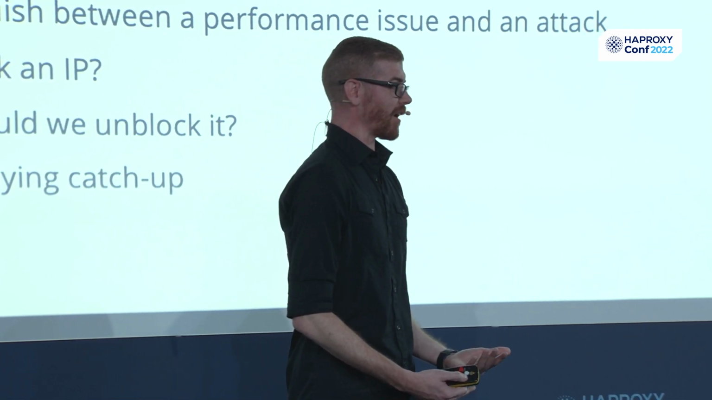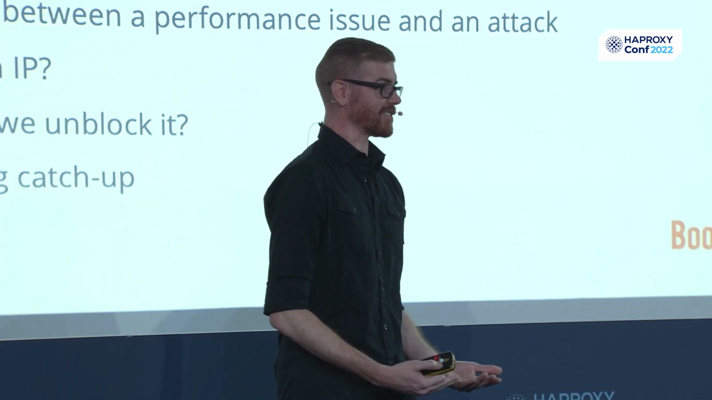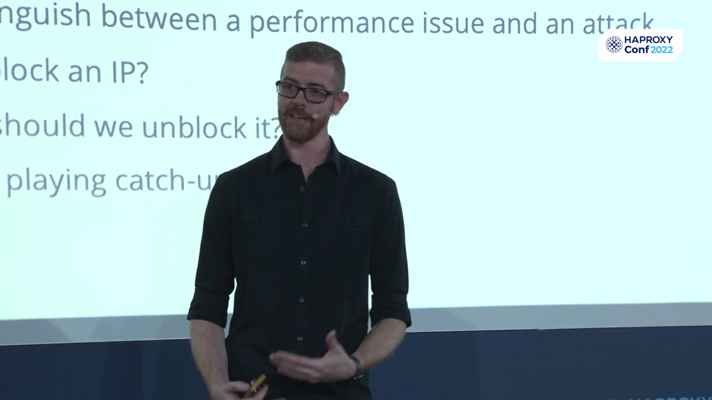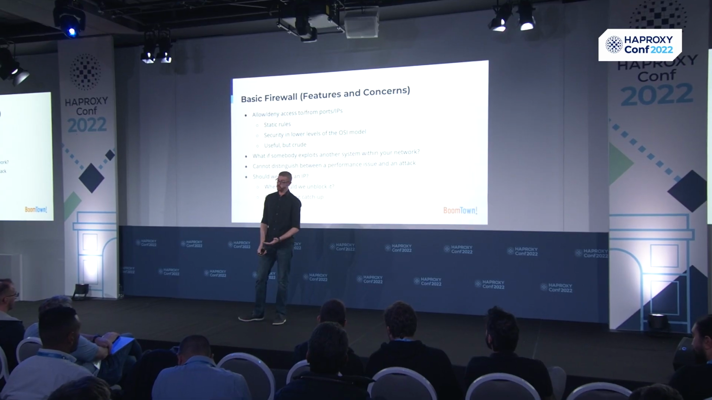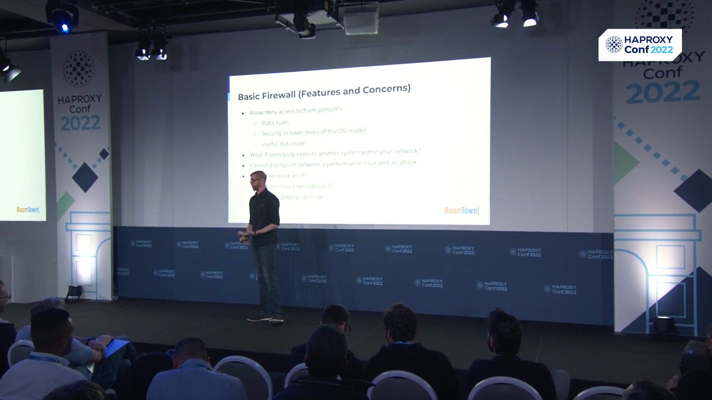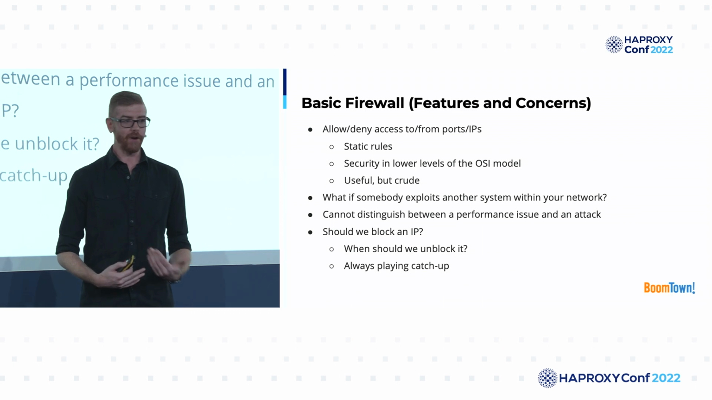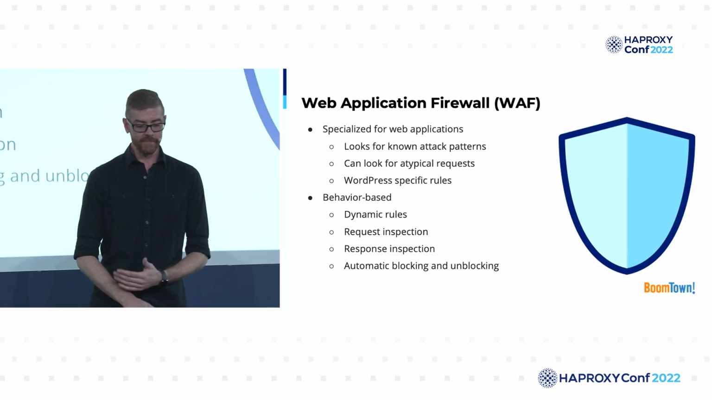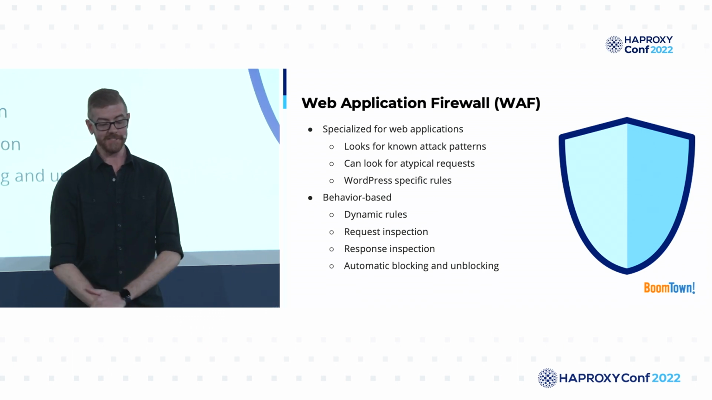We might be okay blocking IPs from data centers outside of our country, but maybe not so much a residential IP where we do business. If we do block an IP, when do we choose to unblock it? There are a lot of problems that we can't solve with a purely static set of rules. So this isn't good enough.